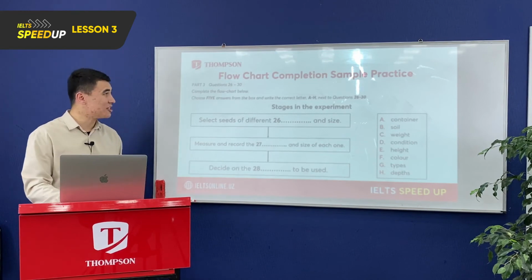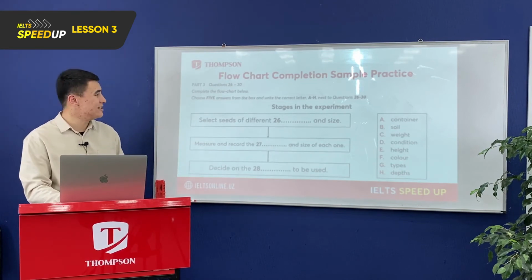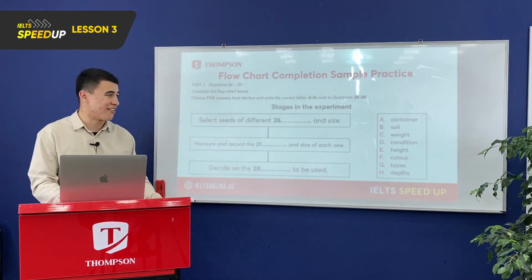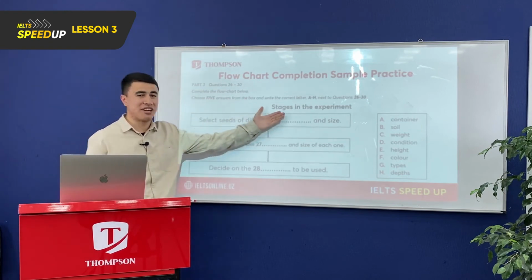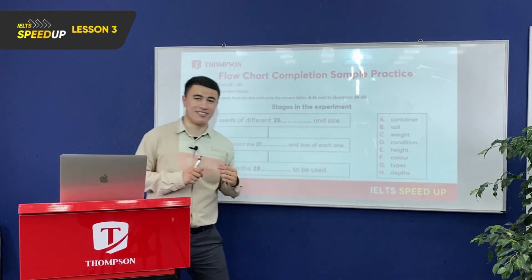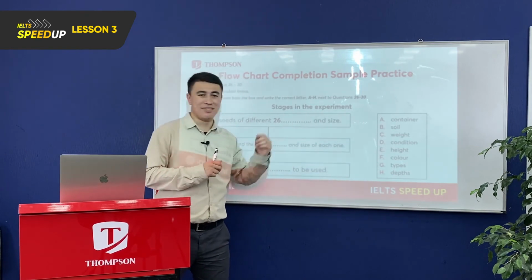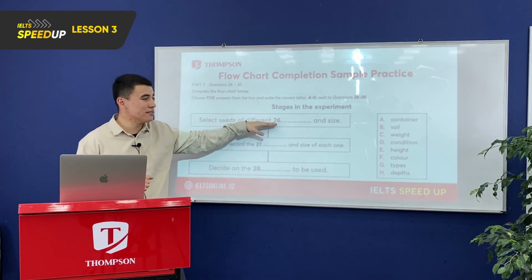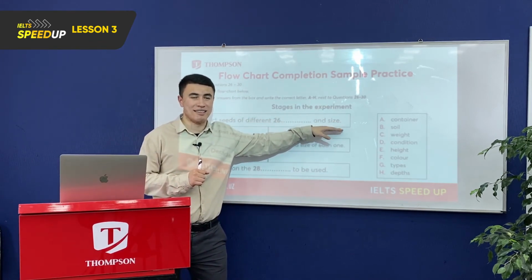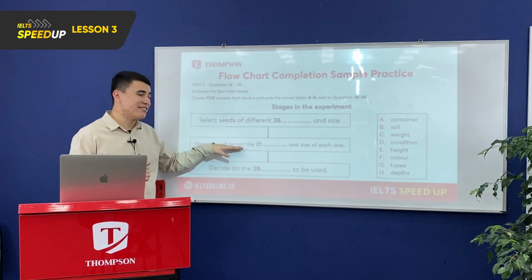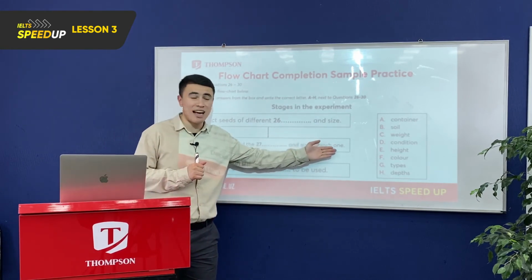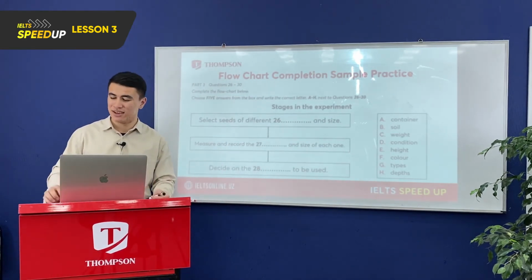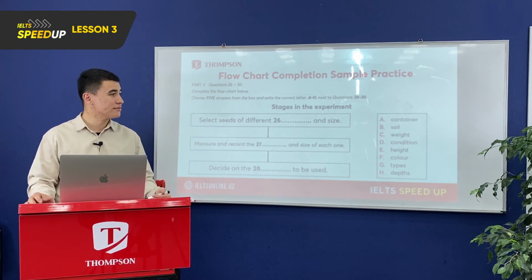Okay, here we have sample practice. Choose 5 answers from the box and write the correct letter. So you are given gaps and possible answers. You should simply put the letter. Okay, select seeds of different something and size. Okay, measure and record something and the size of each one. Decide on something to be used. Okay, let's start. Hear the rest of the discussion.